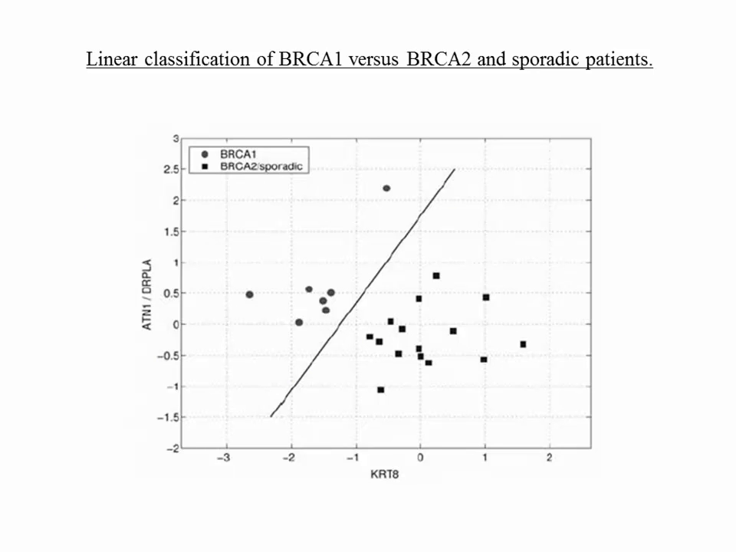So these circles are BRCA1, breast cancer 1, and these squares are breast cancer 2 and sporadic. Can you classify those? Well, there is a decision boundary that you can use, using just two features, this gene and this gene. They were able to find a linear decision boundary separating out these two classes.